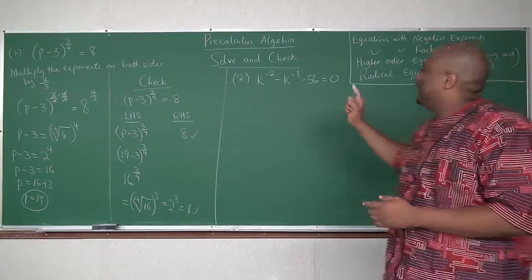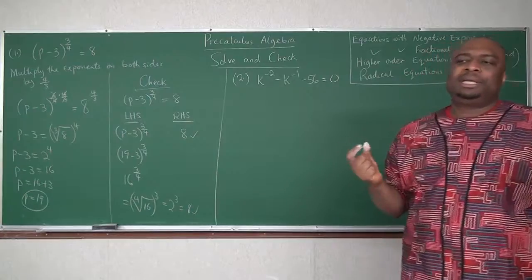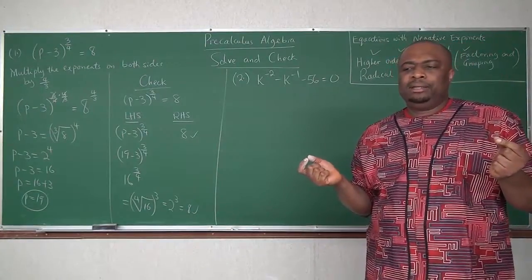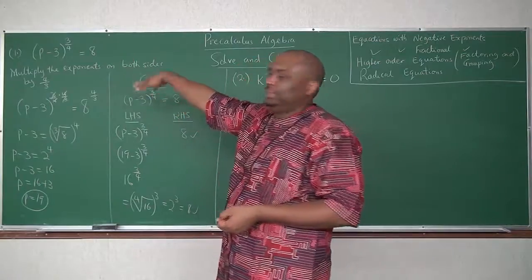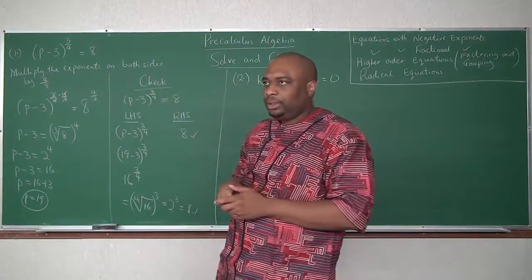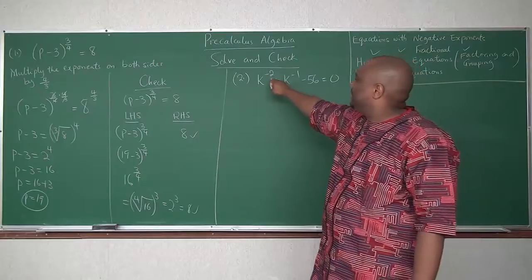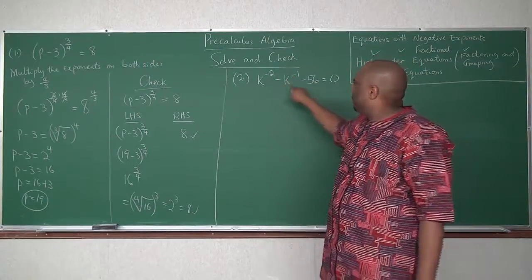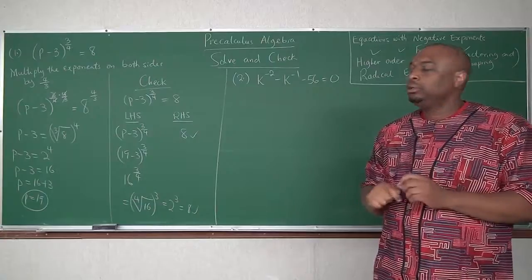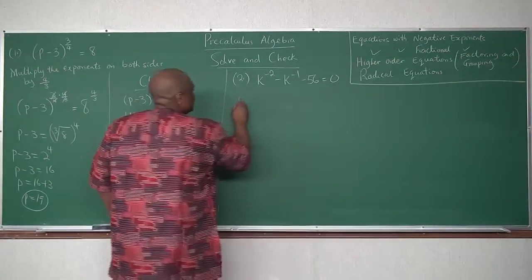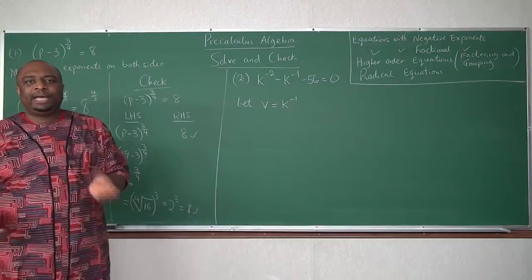Okay. So, you want to see whether you can do any substitution. Anytime you see an equation with a negative exponent like this. Now, if you see something like this, then you just multiply the exponents. But if you see more than one term, and each individual term has a negative exponent, you try to do a substitution. You want to make a substitution. So what we could say is, let v be k to the negative 1.